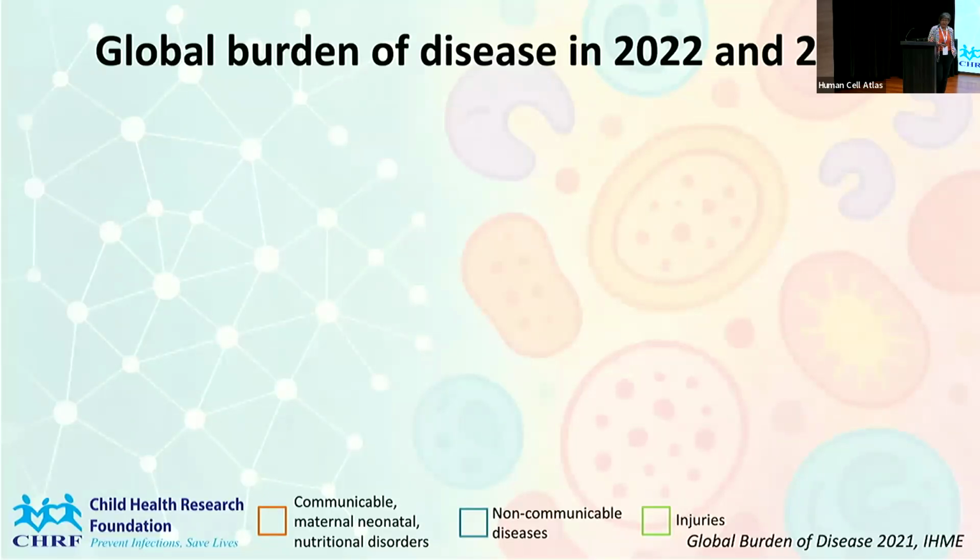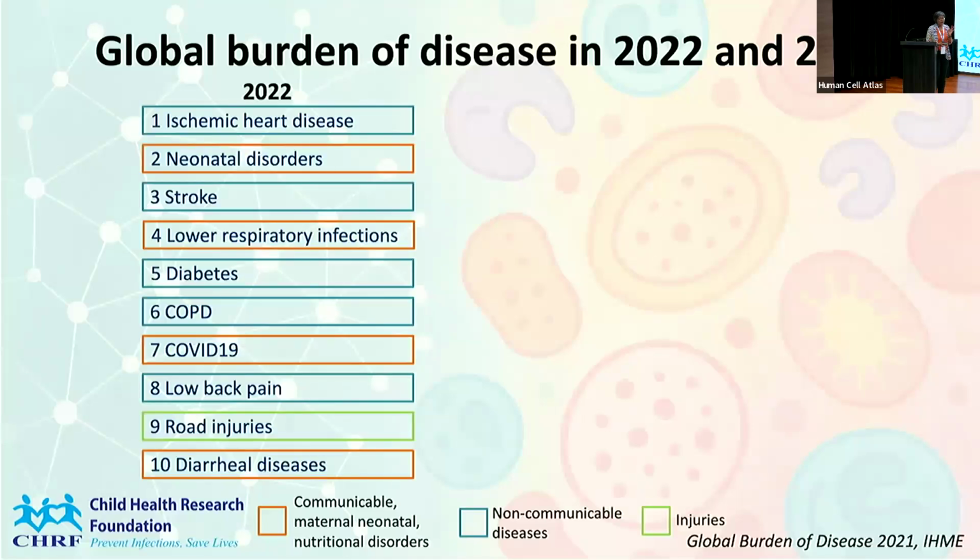So IHME is an institute that is commissioned by the Gates Foundation regularly to calculate the burden of the most common diseases across the world. This is the latest from 2022. This is the top 10 diseases in the world with the highest burden. On top is heart disease, followed by neonatal disorders, stroke, lower respiratory infections, etc. So it's really a combination of communicable diseases and non-communicable diseases, and also injuries. You see that road injuries is actually in the top 10 because it does lead to early death, death in early life.